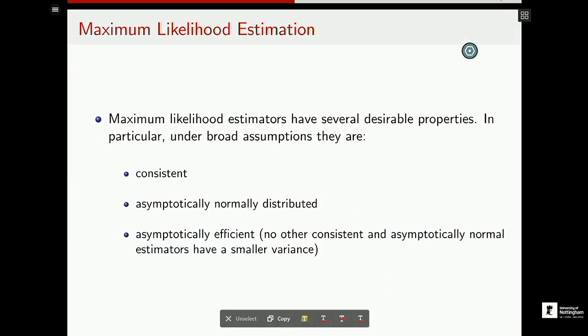Now the reason maximum likelihood's used is because it has some quite nice properties. Proving these goes beyond the scope of our module, but just to mention what they are, under broad assumptions, the maximum likelihood estimates are consistent, which means as we get more and more sample data, the estimates get closer and closer to the true population values. So the mean of the estimates converges to the true values, the variance of the estimates converge to 0, so they get more precise the more data we have, and that's a nice property that we would want for estimators.